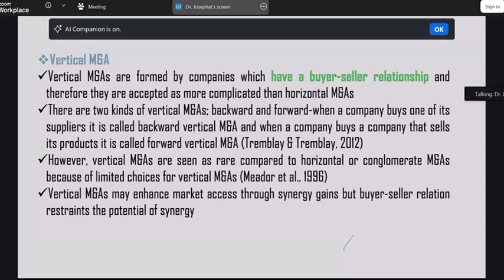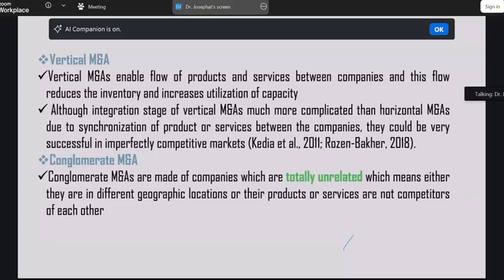However, vertical mergers and acquisitions are seen as less attractive compared to horizontal mergers or conglomerate because the choice is limited for vertical mergers and acquisitions. Vertical mergers and acquisitions may enhance market access through synergy gains, but the buyer and seller relationship will strain the potential of synergies and the likes. And lastly, tunaongelea kwenye upande wa conglomerate.